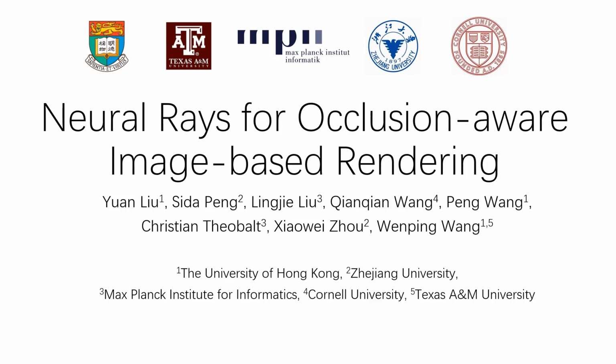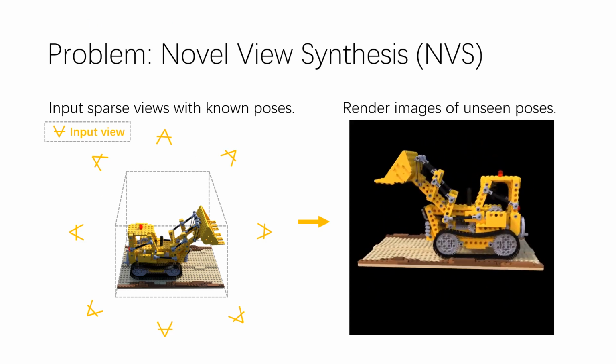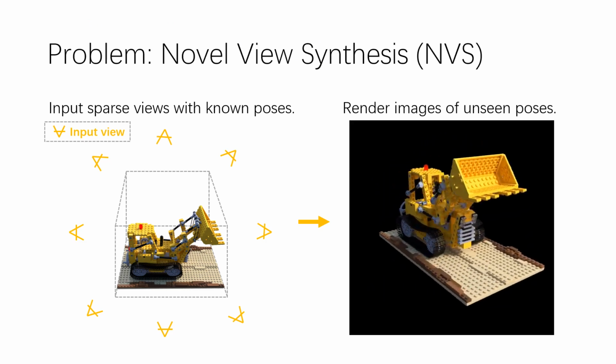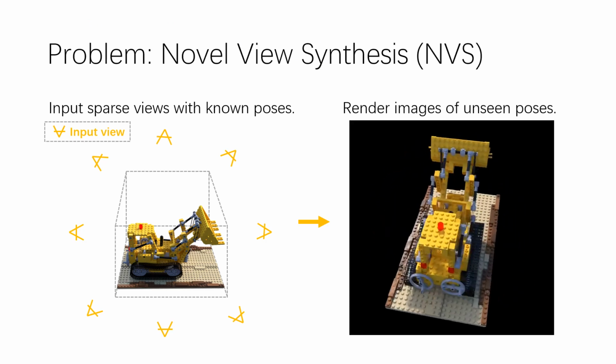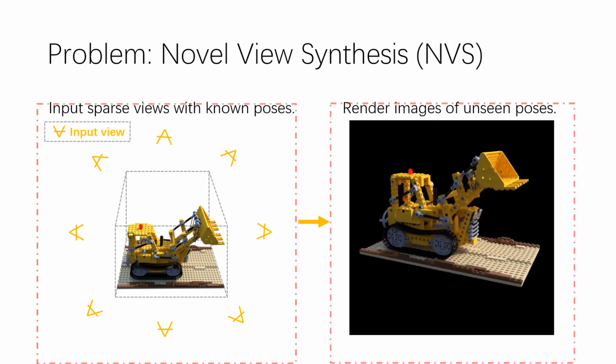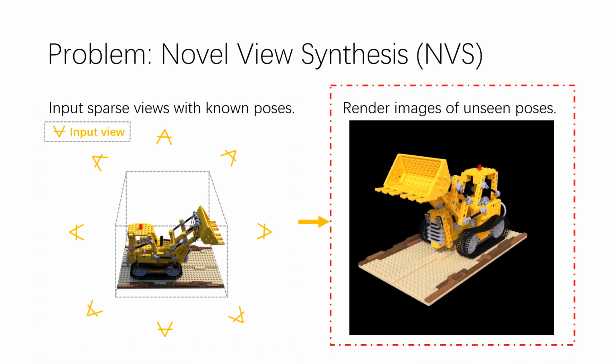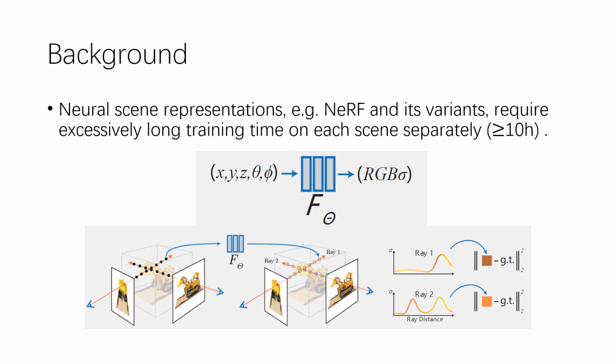In this video, we present neural rays for occlusion-aware image-based rendering. We want to solve the novel view synthesis task, which is also called NVS for short. The NVS can be described as follows. Given a set of input sparse views with known camera poses, our target is to render images from arbitrary unseen poses. Recent neural scene representations, such as NeRF, have achieved impressive improvement on the NVS task.